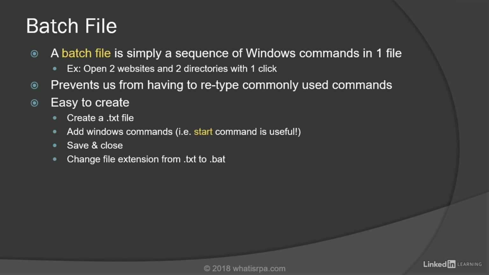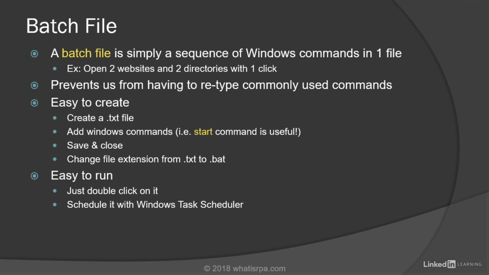Batch files are easy to create. We start by creating a new text file. Then we add whatever Windows commands we want into the text file. For example, the start command can be really useful. Then we save and close the text file and change its file extension from .txt to .bat, which is just short for batch file. Batch files are easy to run.